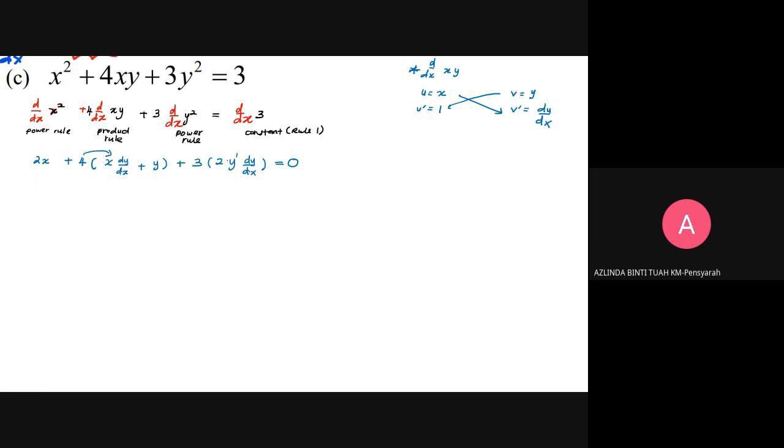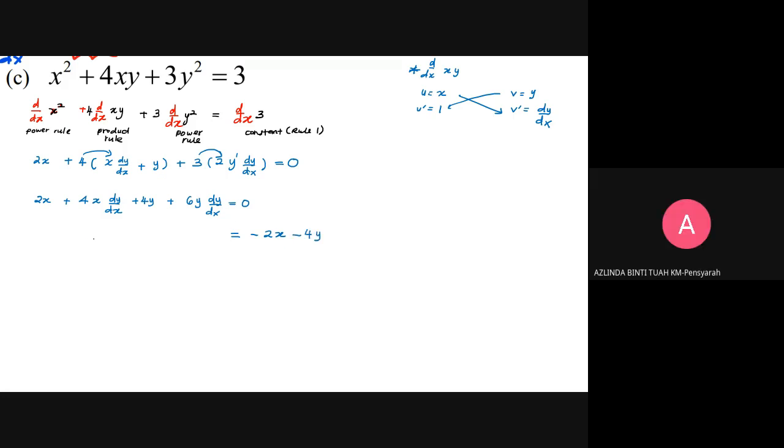Eliminate dulu semua bracket ni. Expand. 2x plus 4x dy dx plus 4y plus 6y dy dx. Okay. So what's next? Move 2y and 4y to right hand side. Which one? To right hand side? 2x become negative 2x. Okay, and minus 4y.